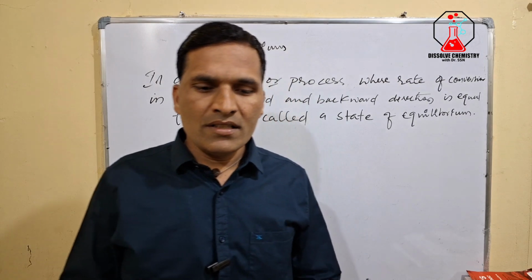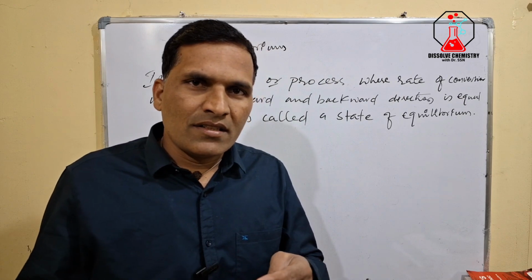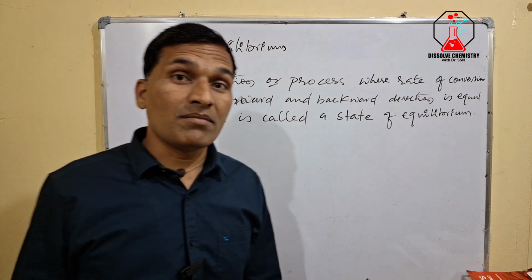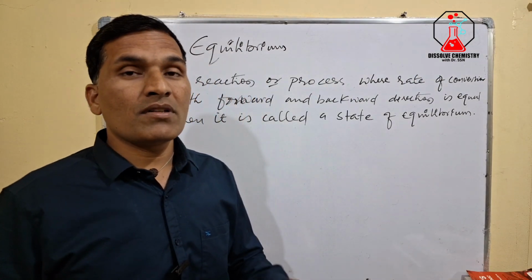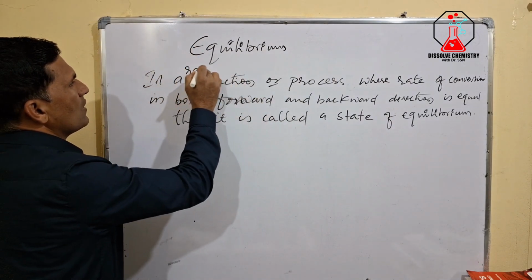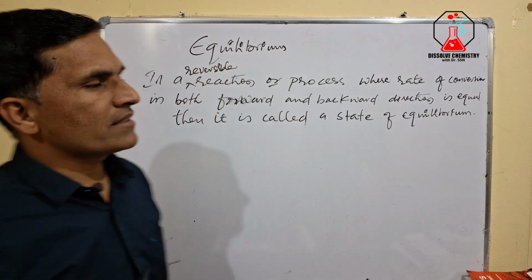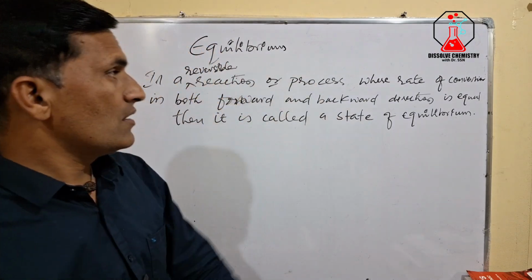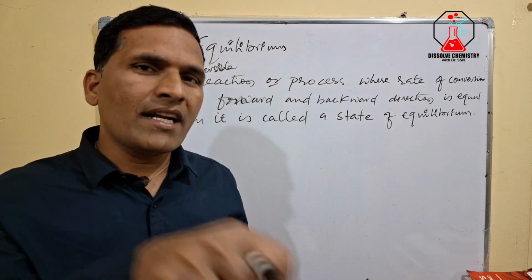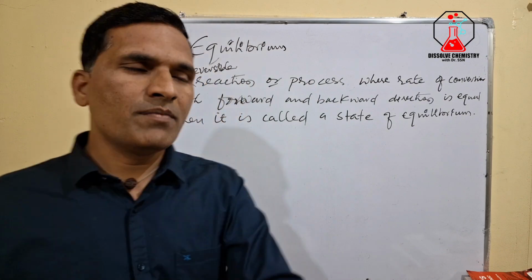Okay, so there is what? Rate of conversion in both directions becomes equal. When it becomes equal, and another condition you should remember, a reaction or process should be what? It should be reversible. That you should remember. A reversible process or reaction, we will add this one. Right? In a reversible, we must add this word because it is very important. In a reversible reaction or process, where the rate of conversion in both forward and backward direction becomes equal, then we call it as what? That process or reaction is in the state of equilibrium. Okay, I hope you have understood.